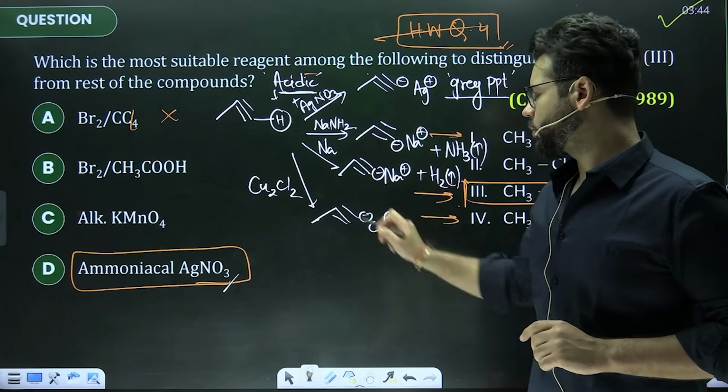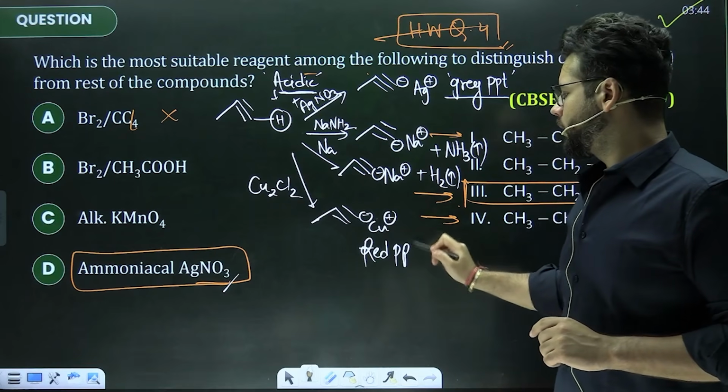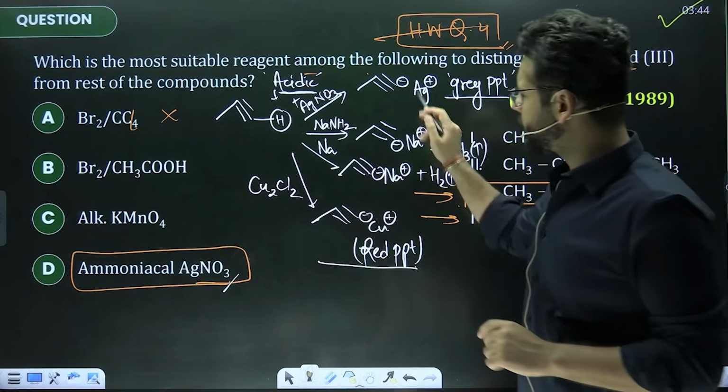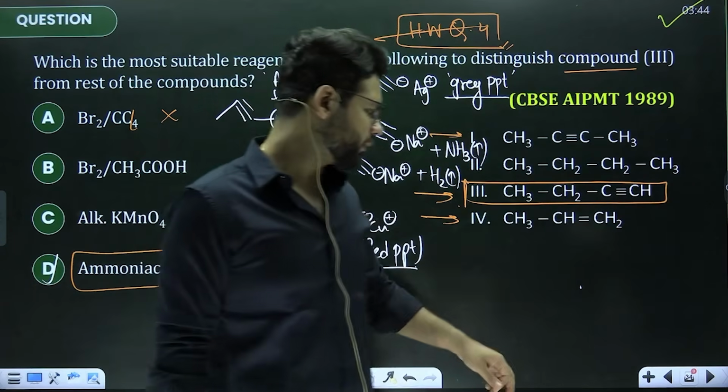Cuprous propionide, which is a red precipitate. This is not in the NCERT, but other reactions are there. So kindly take care of this. Okay, this is the one.